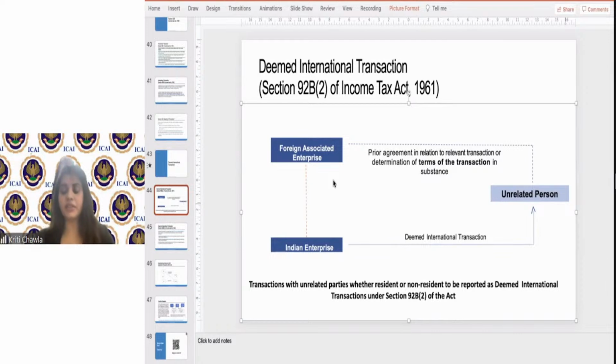Shall I explain it again? Please answer on the chat box and I can explain it again. You can take a minute to go through deemed international transaction. It's provided in section 92B(2).